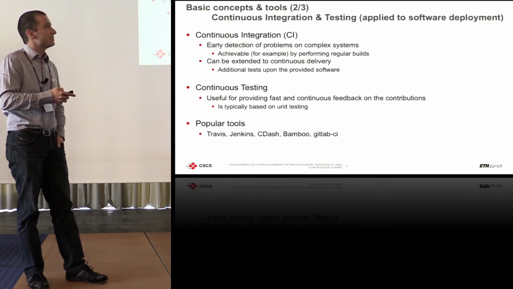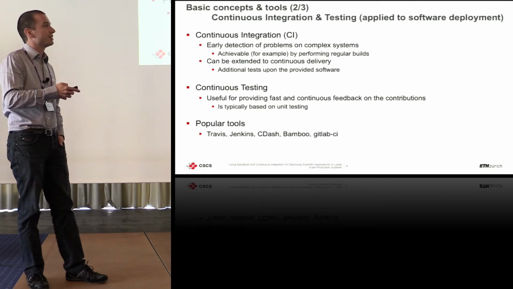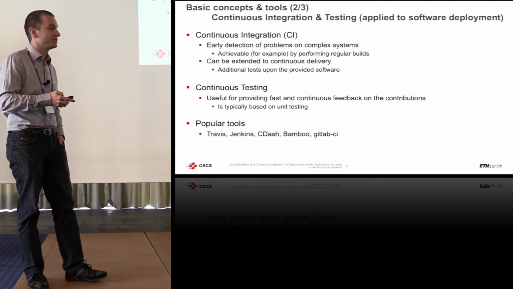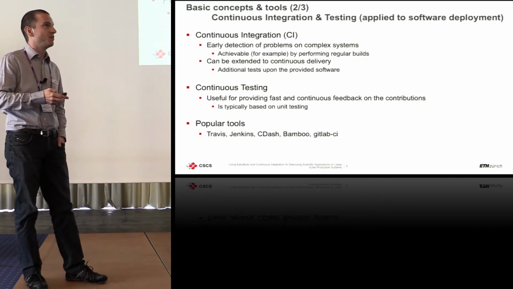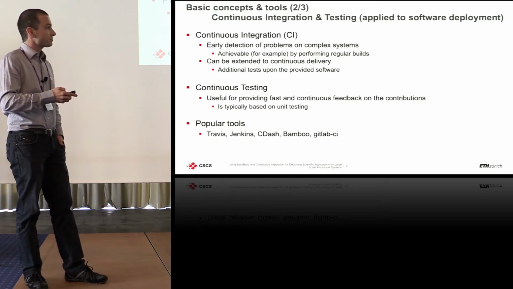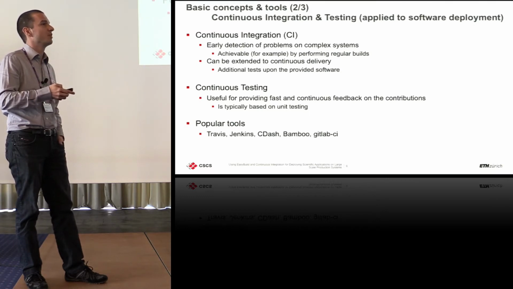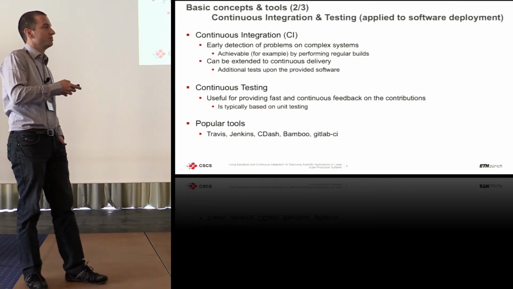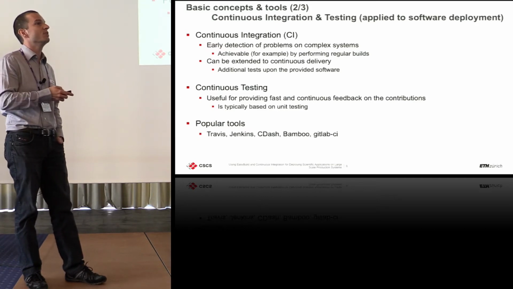Going to some concepts about what I'm about to present here. Continuous integration and testing is often used in software development, and here we want to apply it also to software deployment. The idea of continuous integration and the motivation is to detect problems in the system early. We can do that by always building software or testing our deployments continuously. So we run tests regularly, and then whenever there's a change in the system, we know very early.